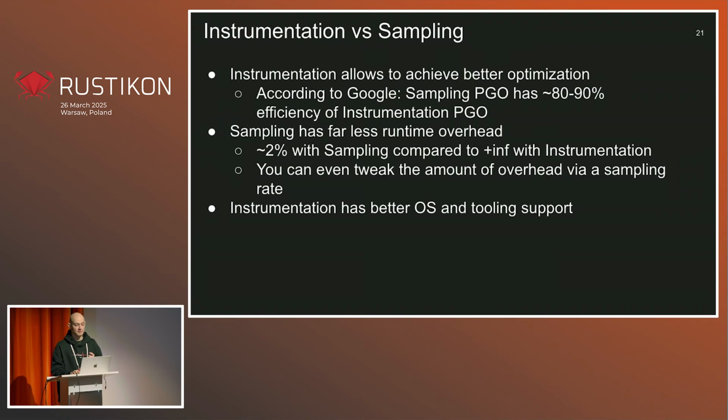And instrumentation has far better operating system and tooling support. For example, it's easier to implement instrumentation PGO at first. It's an important thing if you implement a compiler. And another thing is that most features are contributed to sampling PGO by large corporations, and the aim for them is to optimize their server fleets, and server fleets are Linux-based. So actually no one cares about the Windows platform regarding sampling PGO, unfortunately, even Microsoft.